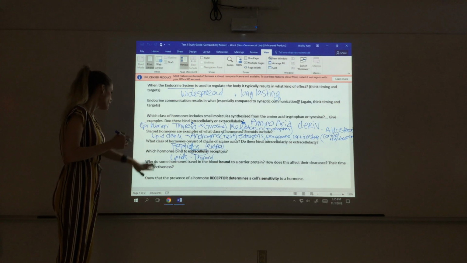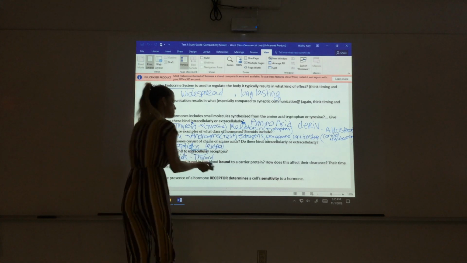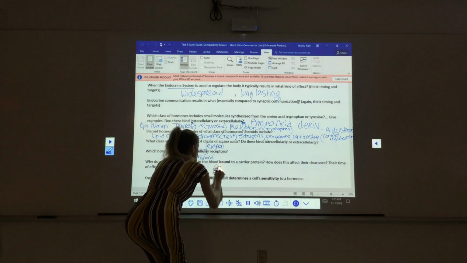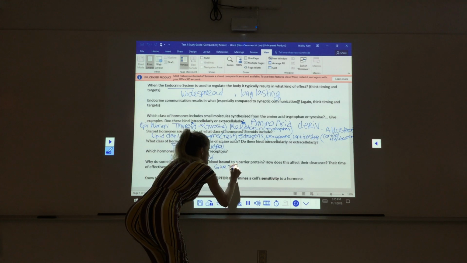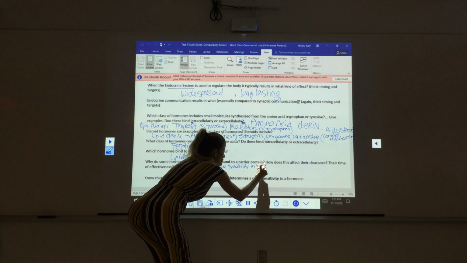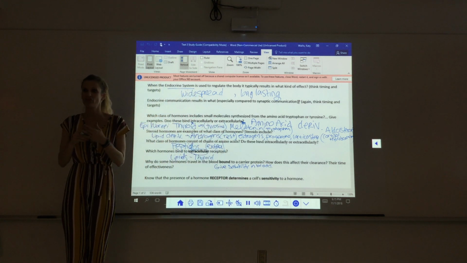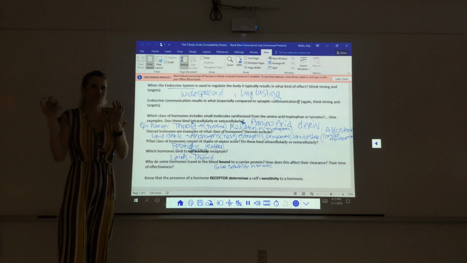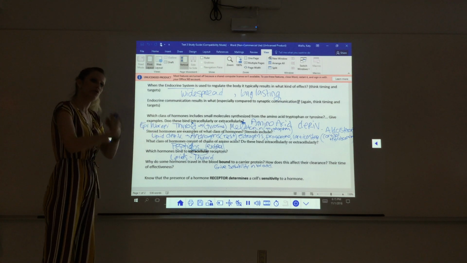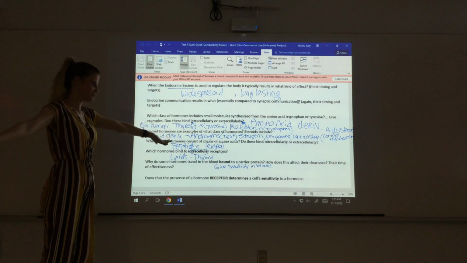Why do some hormones travel in the bloodstream bound to a carrier protein? To give them solubility in the blood. Right? Some things, remember, don't like water. They're hydrophobic. So we have to add a protein onto them in order to make them soluble in the bloodstream, so that they don't clump, so that they'll spread out nicely in the bloodstream.